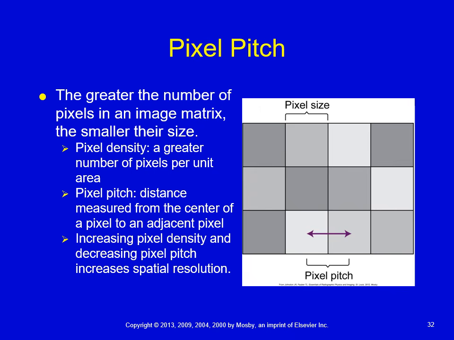All right, another term is pixel density. When I think about pixel density, I think back to high school when we talked about population density. Pixel density just means we have a greater number of pixels per unit area. Same thing with population density: we're talking about the number of people in a specific area. So that's another term that you need to put in your belt and be able to understand.